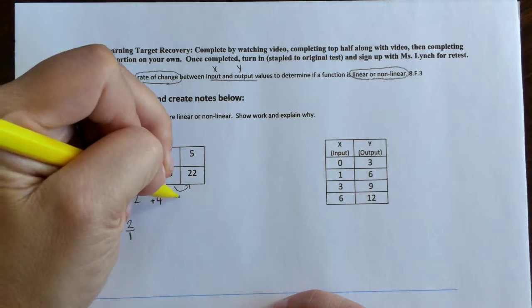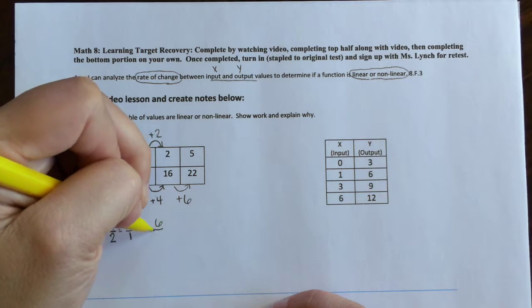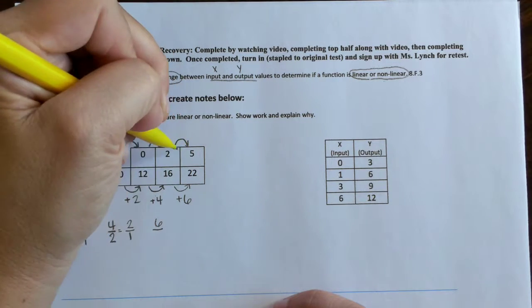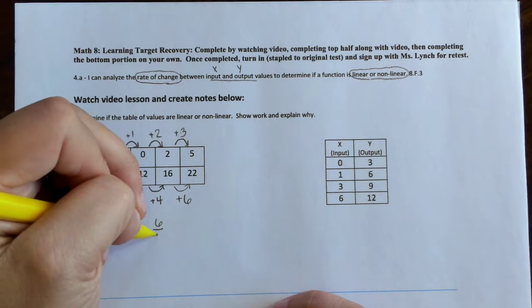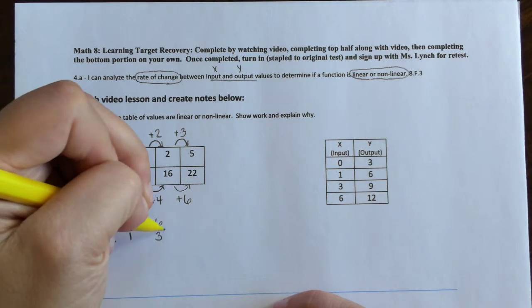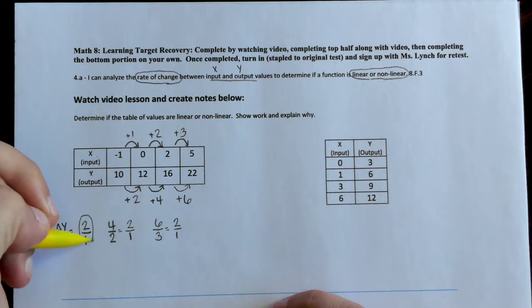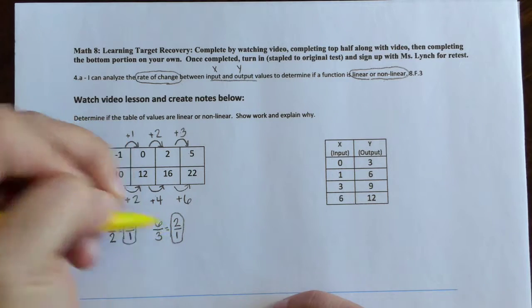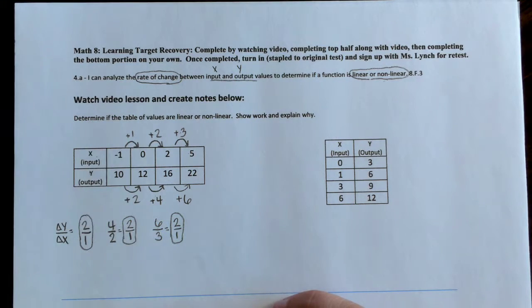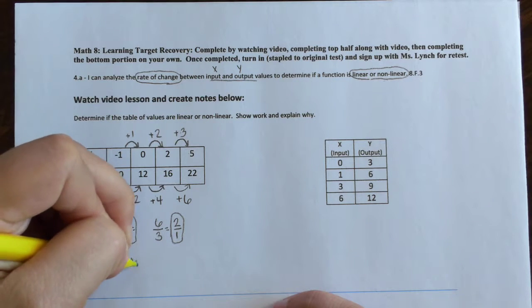So is that going up by 6? My change of y is 6 over the change of x is 3. 2 plus 3 gives me 5. And 6 divided by 3 is 2 for every 1. This unit rate, and this unit rate, and this unit rate are all the same. They all simplified down to the same, so we're going to say this is a linear table.